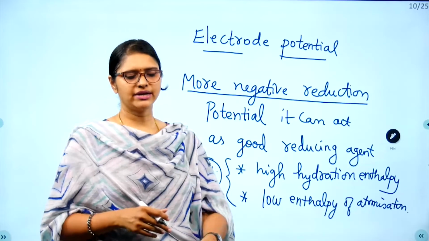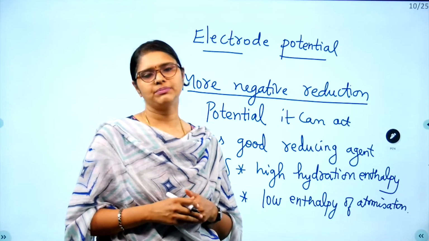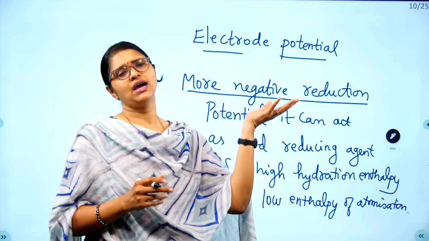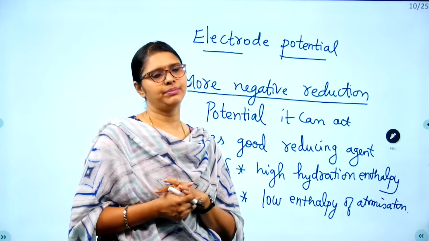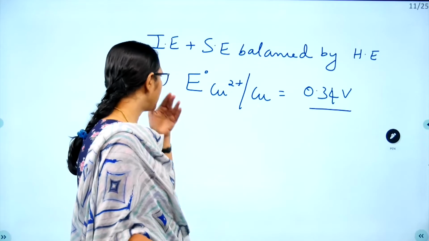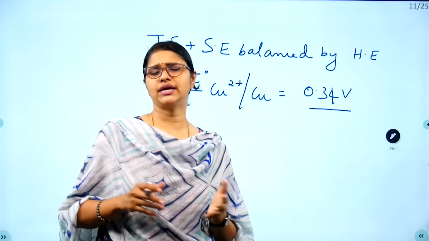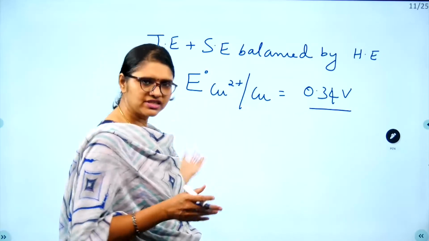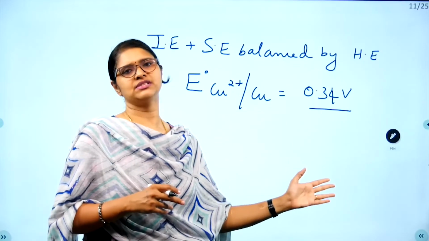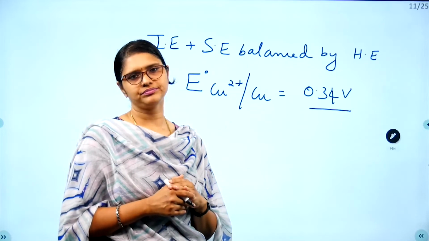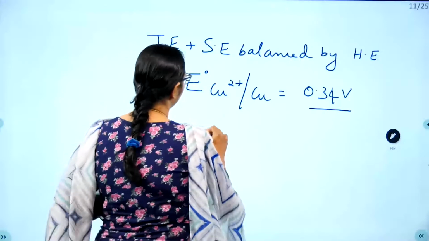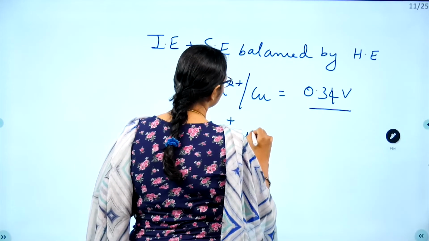So what is the point here? It should have a high hydration enthalpy and low enthalpy of atomization. But here it has a high enthalpy of atomization and low hydration enthalpy, and the sum of ionization energy and sublimation energy is not balanced by the hydration energy. Because of these reasons, the electrode potential of copper is positive. Understand?